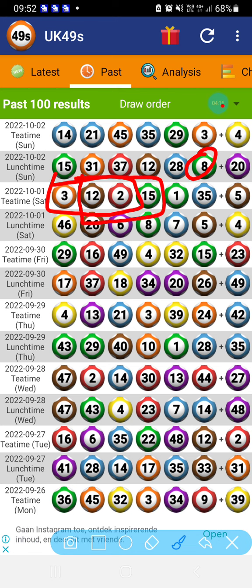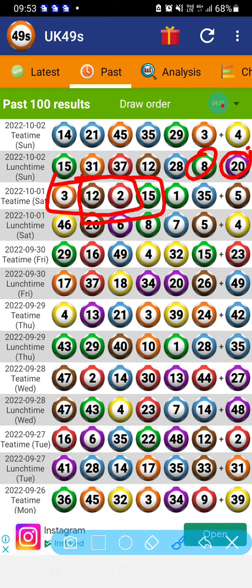We do the next numbers. 12 plus, no, not 12. 3 plus 2 plus 6, it will give you 11. 11 is a 2. There is your 2 there, right? All right, so you have 2 numbers.